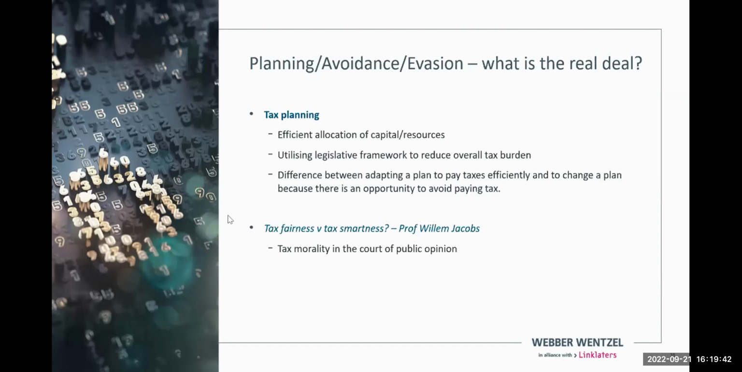Tax planning, as I said before, is the efficient allocation of capital resources, utilizing a legislative framework to reduce your overall tax burden. And it's the difference between adapting a plan to pay taxes efficiently or changing a plan because you have an opportunity to avoid paying a tax. I think all of us, if you invest on the stock exchange in the extractive sector, you don't really want the company to pay more tax than it should. No one wants to run the economy in that way. You want a company to pay just the right amount of tax. It's required to do so without necessarily aggressively planning to avoid that.